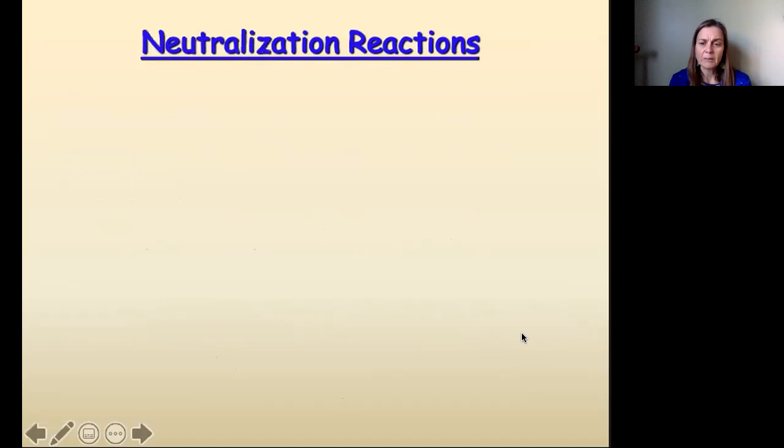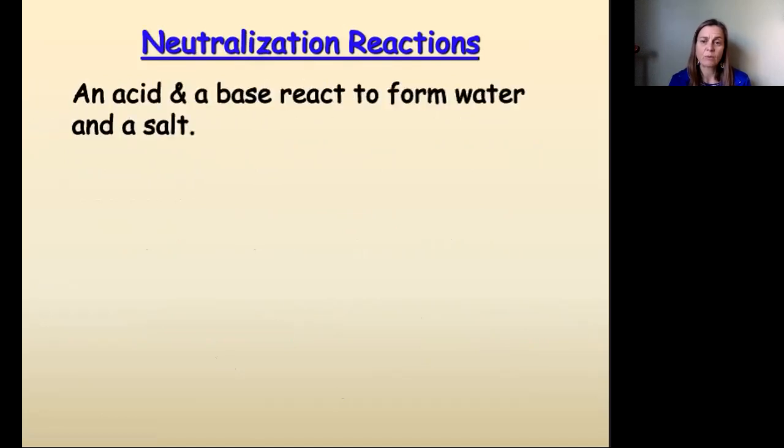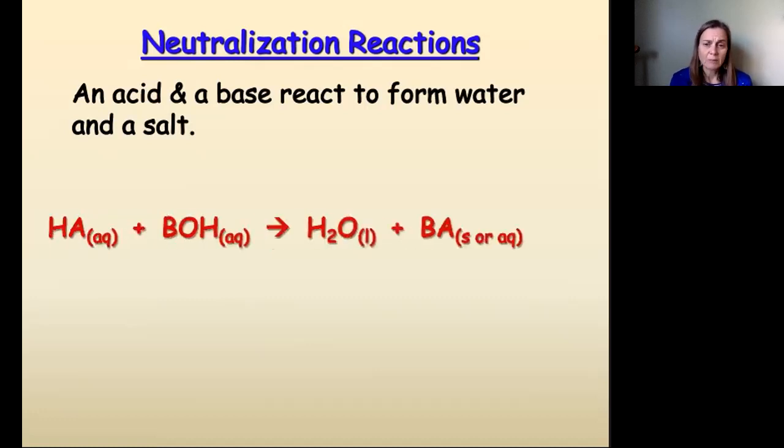The other common type of double replacement reaction is what we call a neutralization reaction, or an acid-base reaction. When we have a neutralization reaction, we always have an acid and a base reacting, and that neutralization reaction will always form water and a salt. And a salt, remember, in chemistry just means any ionic compound.